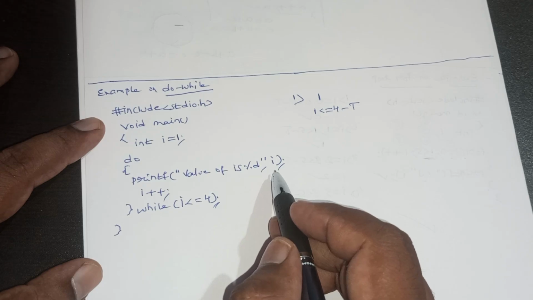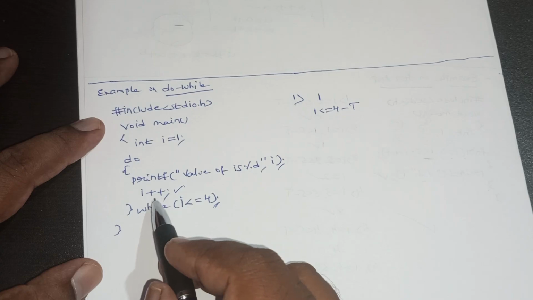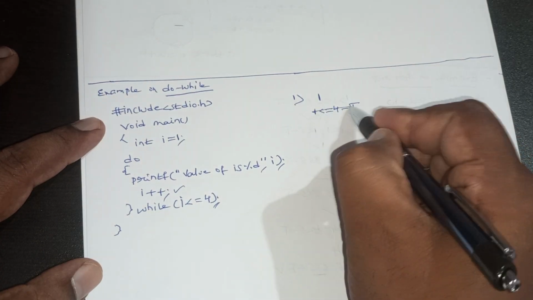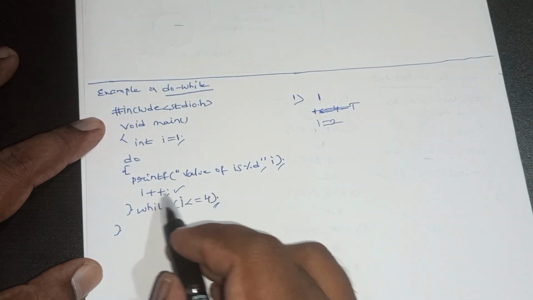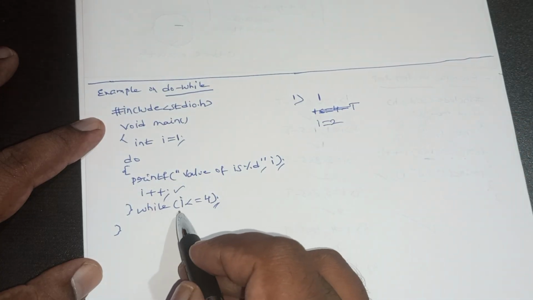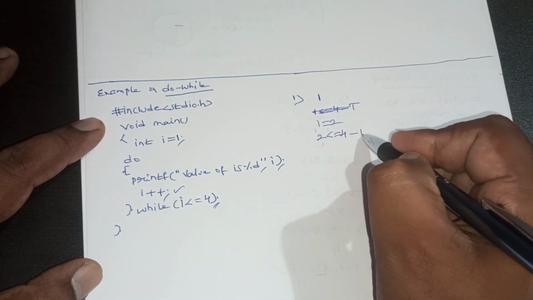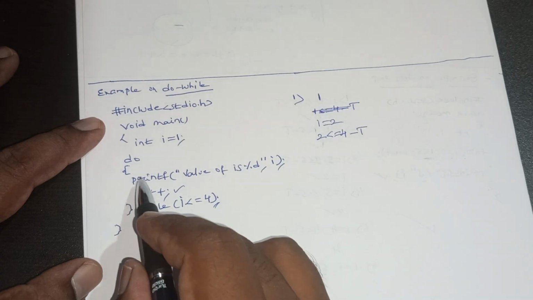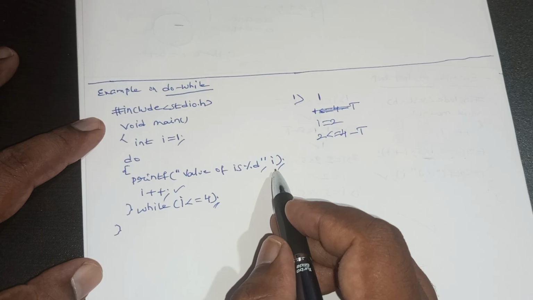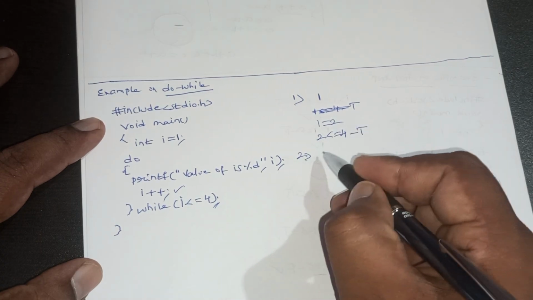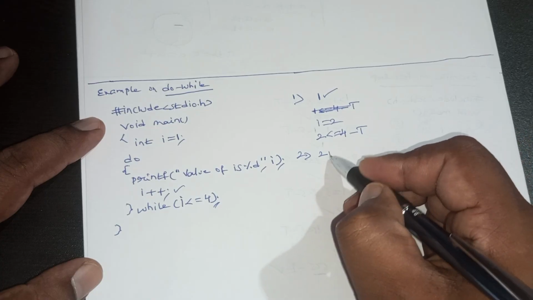Now what is I? Oh sorry, I missed this I plus plus. So you have to increment. Now I becomes 2. Now check the condition: 2 less than or equal to 4. Condition true or false? Yes, true. Now again go to this location. Now print the value of I with %d. What is I having? I equal to 2. So print 2. First time I print I equal to 1, second time I print I equal to 2.